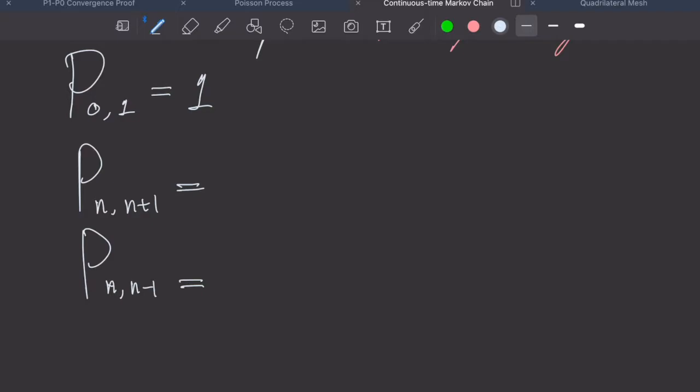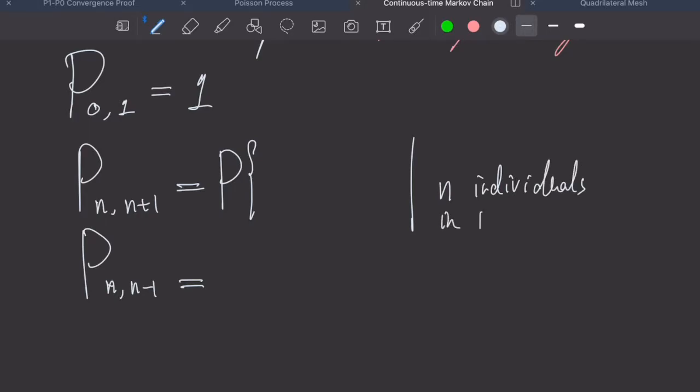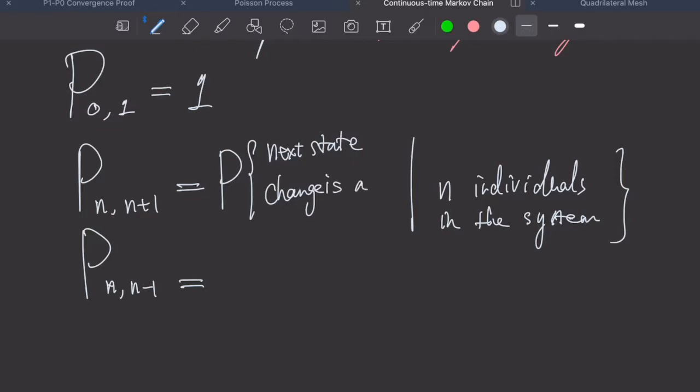Now let's try to interpret this using layman language. This n right here means we have n individuals in the system, and n plus one means we have n plus one individuals in the system. So given n individuals in the system, n plus 1 means the next state change is a birth.